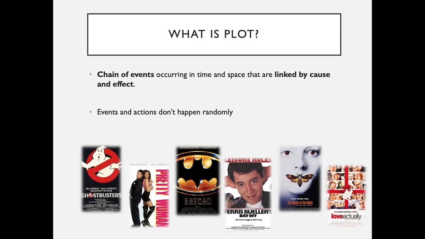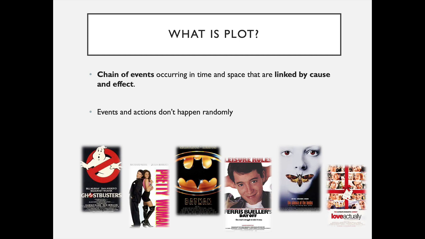So first off, what is plot? That is defined as the chain of events occurring in time and space that are linked by cause and effect. So basically, events and actions don't happen randomly. Something begins our story, characters begin to move, things happen, it pushes the characters to change and grow and to enter on some sort of adventure. They're of course faced with challenges and enemies, they are helped by allies, etc. And then kind of go from there. Things happen for a reason of cause and effect.